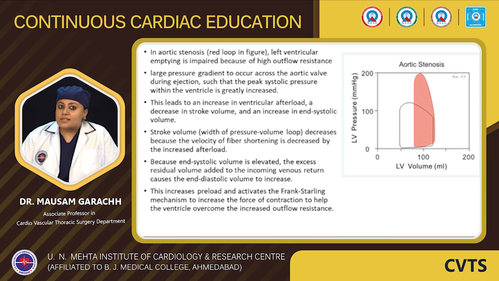In aortic stenosis, there is a red loop in the figure which is being shown. Left ventricular emptying is impaired because of the high outflow resistance. A larger pressure gradient occurs across the aortic valve during ejection, such that the peak systolic pressure within the ventricle is greatly increased. This leads to an increase in ventricular afterload, a decrease in stroke volume, and an increase in end systolic volume. The stroke volume, that is the width of the pressure volume loop, decreases because the velocity of fiber shortening is decreased by the increased afterload.